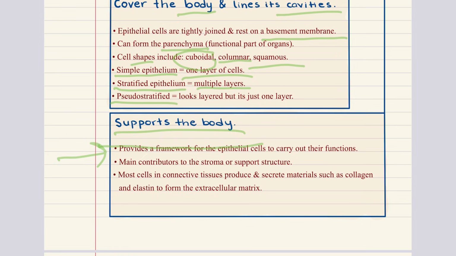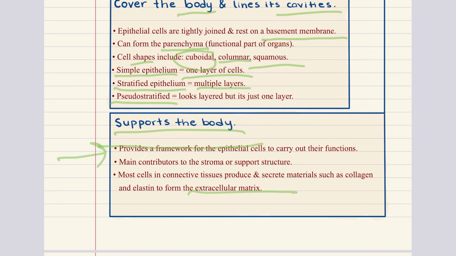Most connective tissue cells produce and secrete proteins like collagen and elastin, and these proteins make up the extracellular matrix. This is a network of fibers and ground substance that gives connective tissue its strength and its elasticity. The extracellular matrix is what allows tendons to resist tension. It's what allows skin to remain flexible, and it's what allows cartilage to cushion joints.